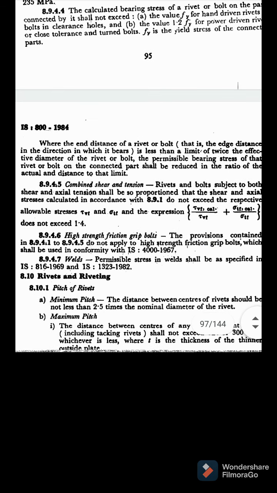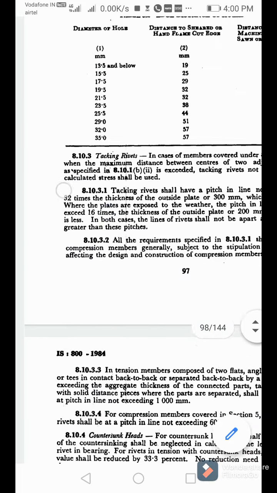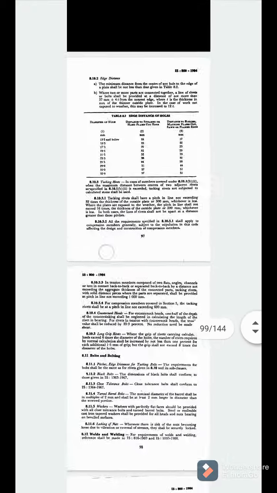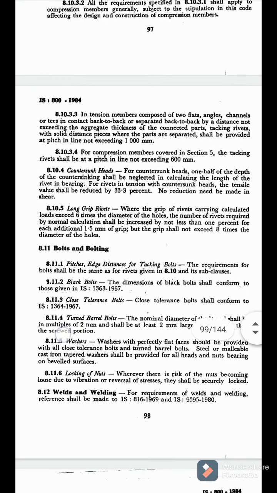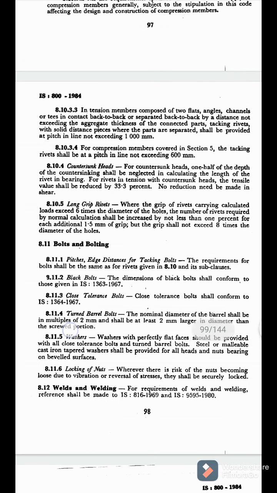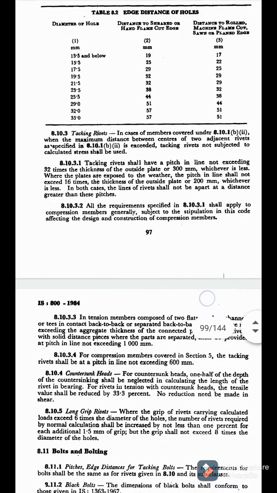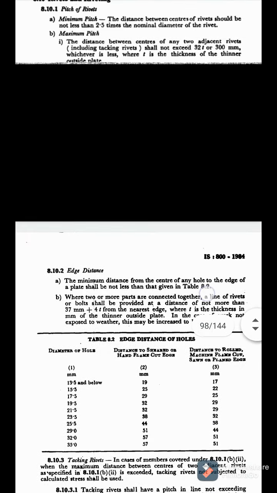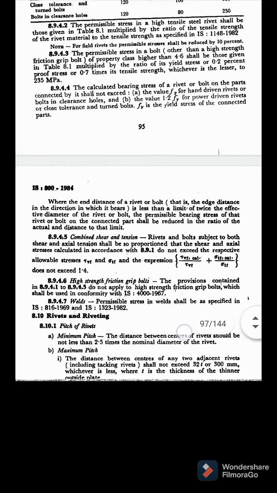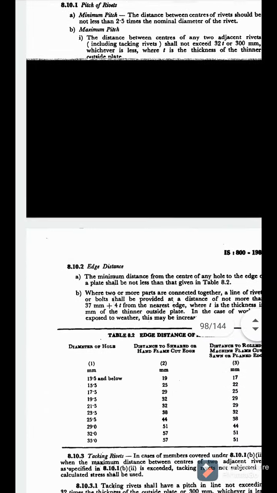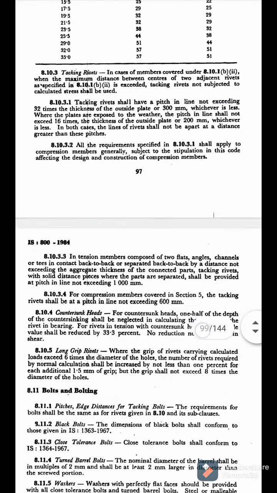Next is edge distance of tack rivet, then packing. Pitch of rivet, combined and separators. Let's find tack rivet.